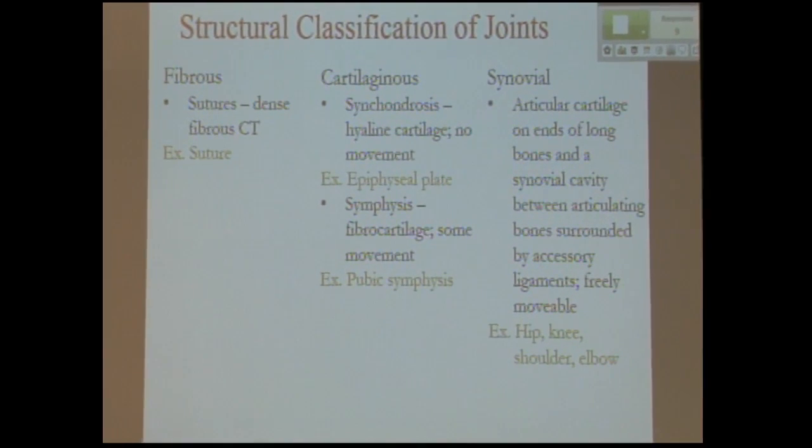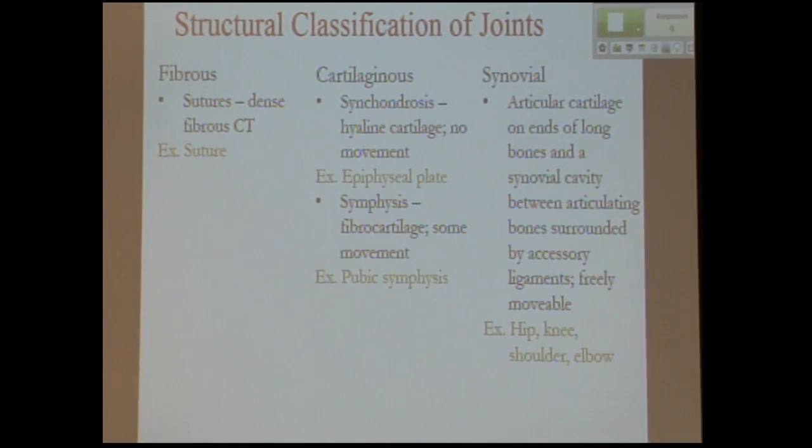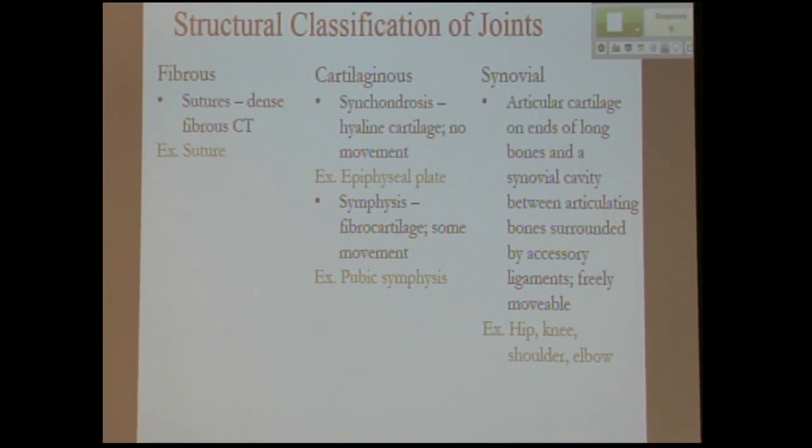We've got our 3 different structural classifications, and the way you categorize the joints from these is how the bones are attached together. So if they're attached together with dense connective tissue, it's fibrous. If they're connected together with cartilage, then they're cartilaginous joints. And if they've got the big complicated joint cavity with fluid and ligaments attaching them and all that business, then we know it's synovial.